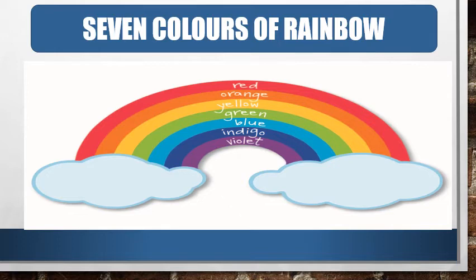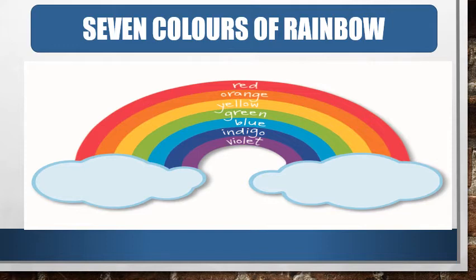So let's start. Violet. The first color is violet. Can you see the violet color in this picture? Yes. The first color is violet, and then indigo, and then blue, and then green, and after that yellow. Can you see the yellow color? Then orange, and the last one is red.